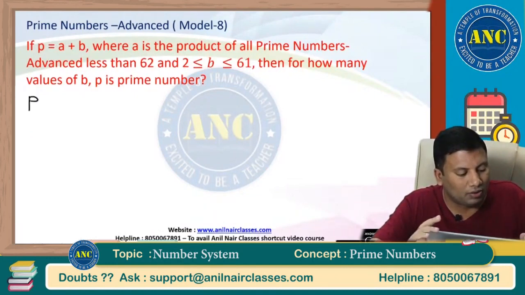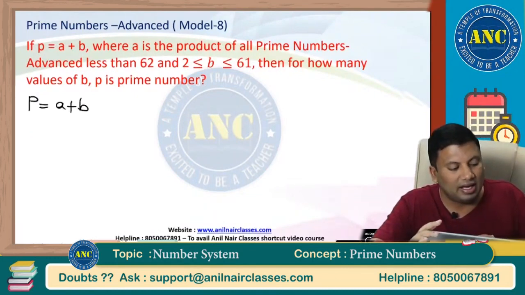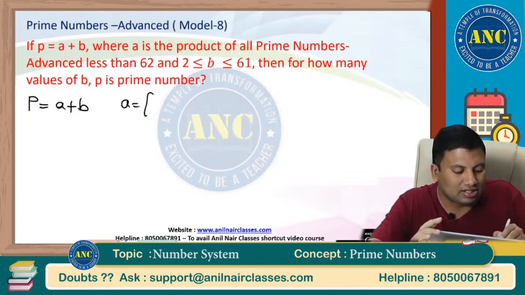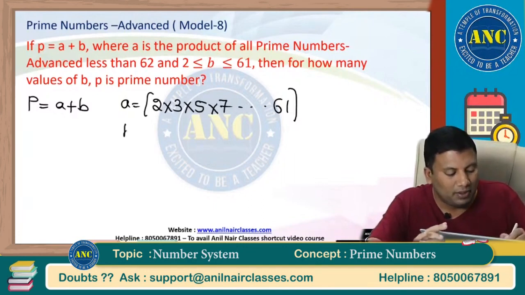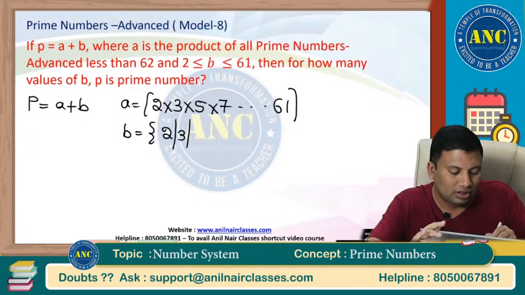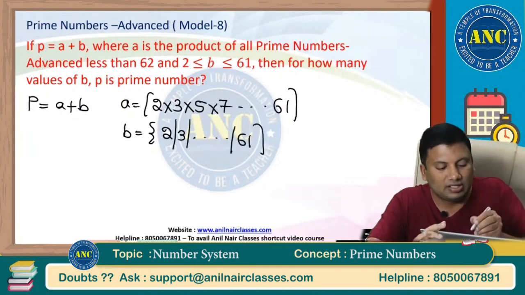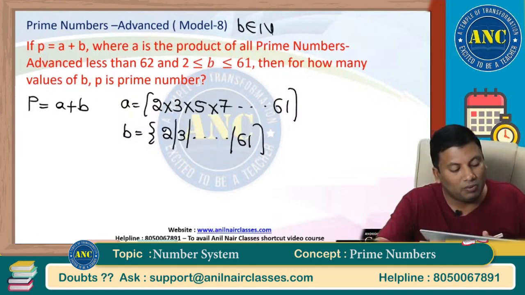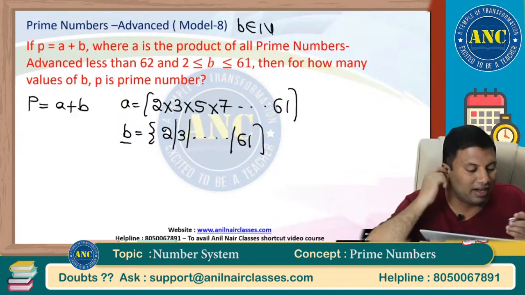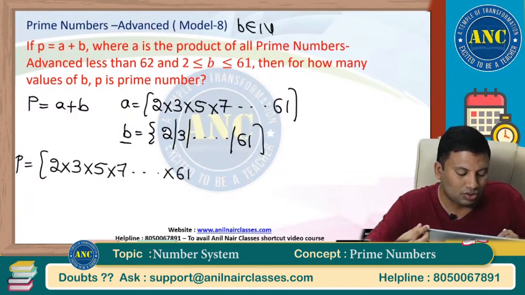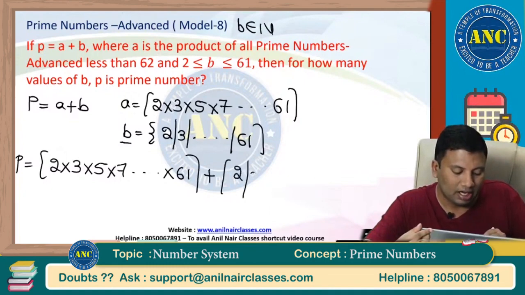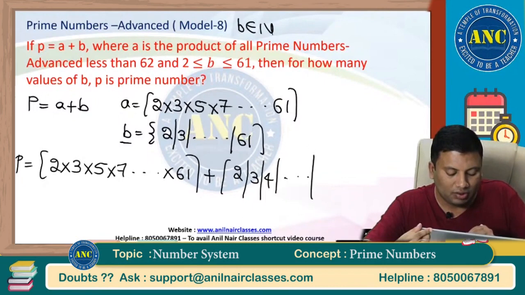Next one, P equivalent to A plus B, where A is the product of all prime numbers less than 62: 2, 3, 5, 7 and so on up to 61. B is a natural number from 2, 3 and so on up to 61. What is the question? For how many values of B, B will take how many values such that P is a prime number. Let me write down A. A is the product of all prime numbers less than 62, till 61. Plus B is either 2 or 3 or 4 and it goes on up to 61.